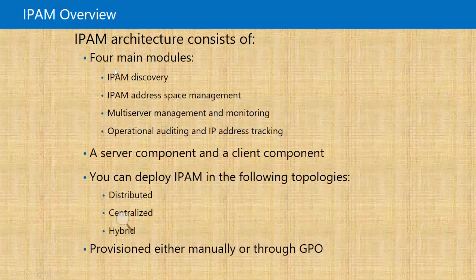So let's just go ahead. IPAM architecture consists of 4 main modules. IPAM discovery. We're going to be doing a discovery through IPAM of DHCP and DNS servers. Oh, we have 2 DHCP servers, so that's good. Let's see if IPAM discovers those. IPAM address space management. So after that, how many subnets we have, how many new IP ranges we have. And multi-server management and monitoring. Maybe we have 4 or 5 DNS servers and 2 DHCP servers. It's going to discover all and show in the same window, right? Operational auditing and IP address tracking, that's very important, so we're going to check that.